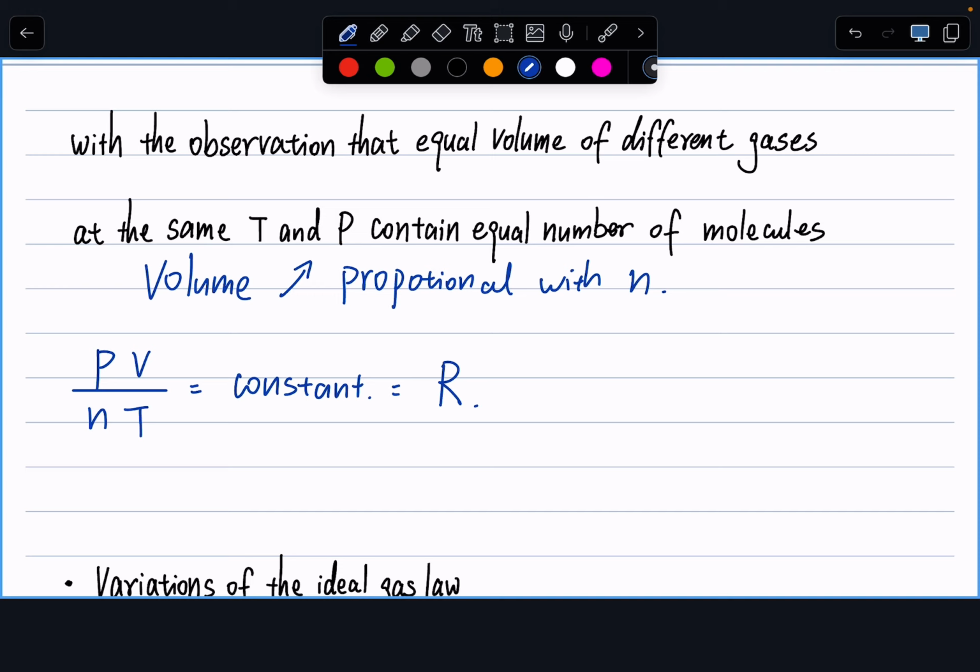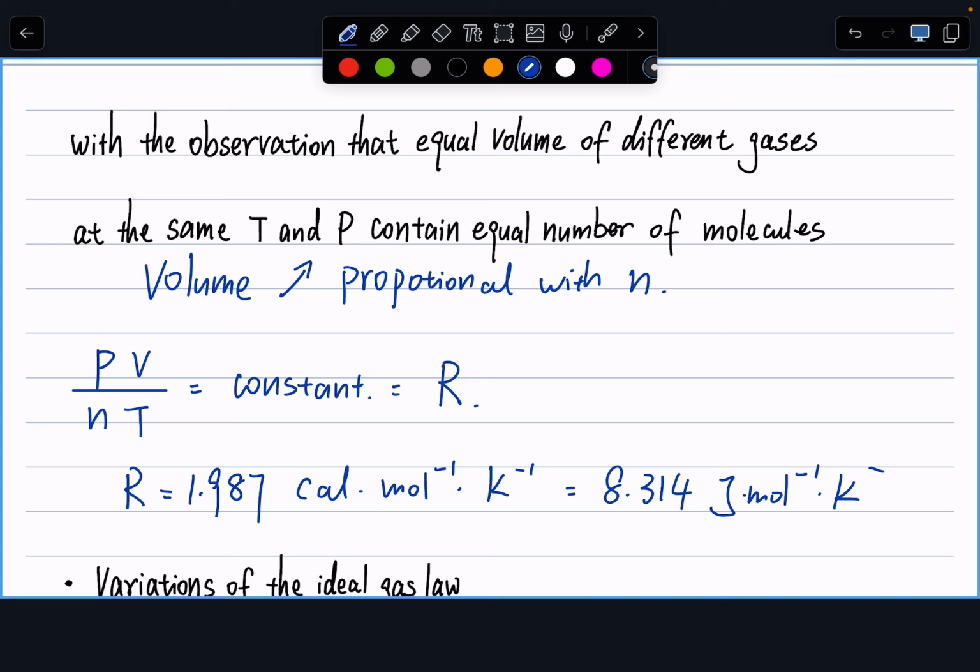We have different versions of the ideal gas constant. Typically you have R equals 1.987 cal per mole per Kelvin, or 8.314 joule per mole per Kelvin. So depending on the unit you want to use, you have a different ideal gas constant. All right, so this is a quick derivation of our ideal gas constants.